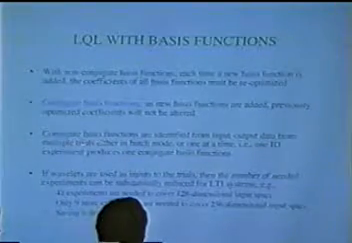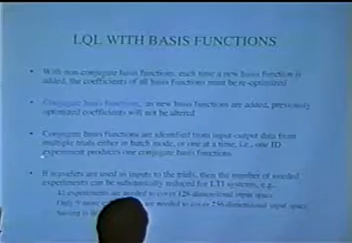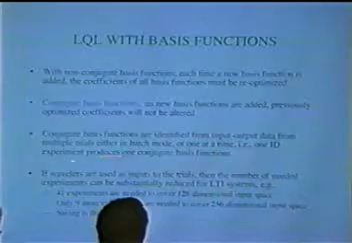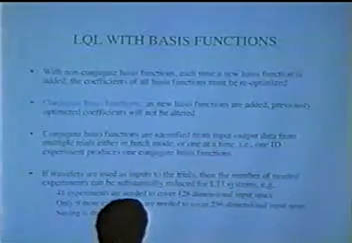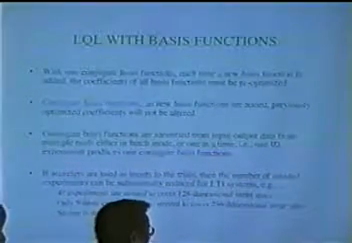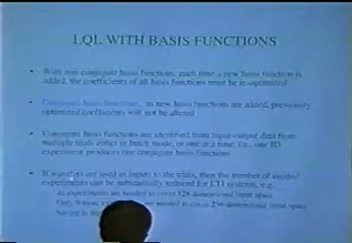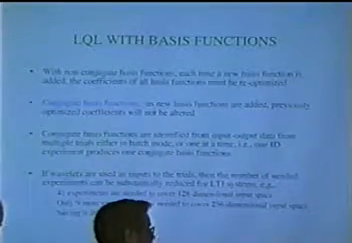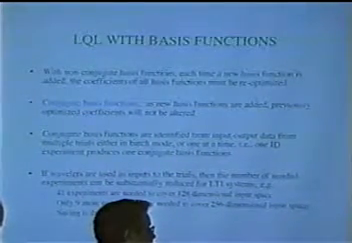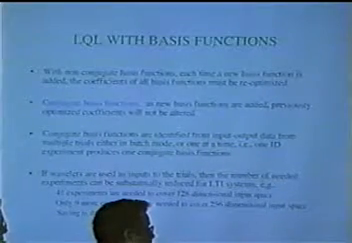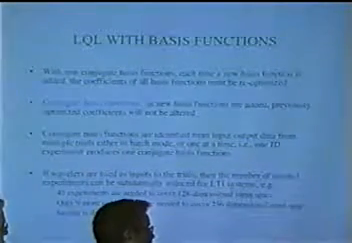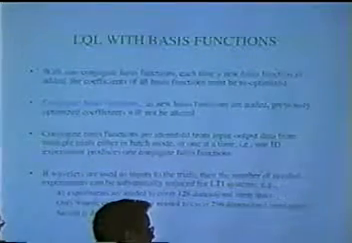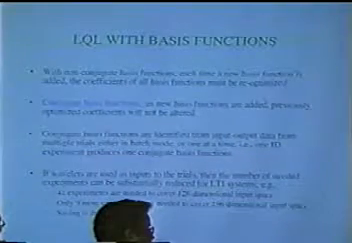It says conjugate basis functions are identified from data from multiple tries, either in batch mode or one at a time, and one experiment produces one conjugate basis function. When we do these experiments, we can start with a set of basis functions and then make them conjugate. So you can start with a set of wavelets as your basis functions and then make them conjugate, or you can use a set of Lagrange polynomials and make those conjugate basis functions.